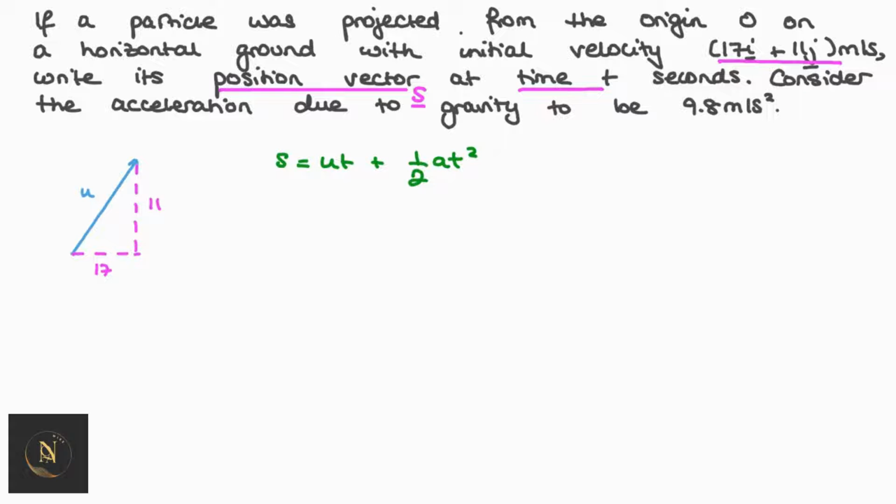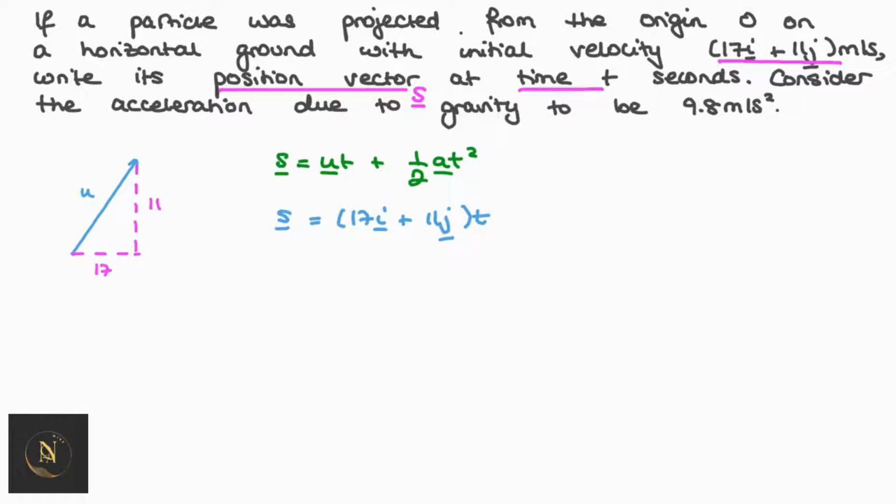And so we're going to use one of the equations of constant acceleration. We're going to use the equation s = ut + ½at². Now we can convert this into vector form. We can say that s, u and a are vectors. Let's substitute what we know about our particle into this formula.